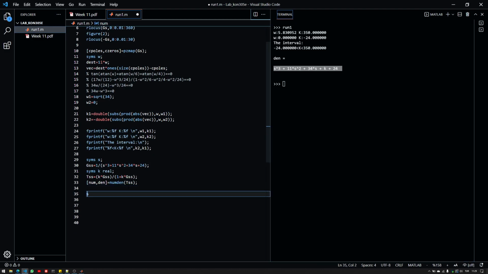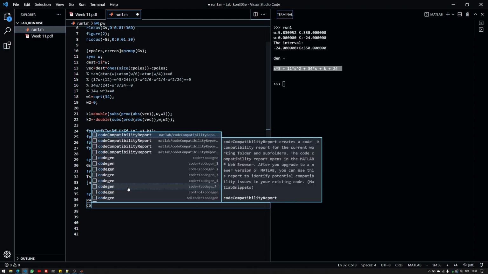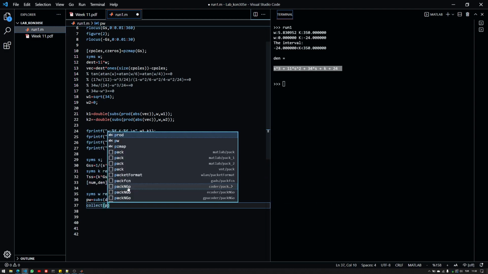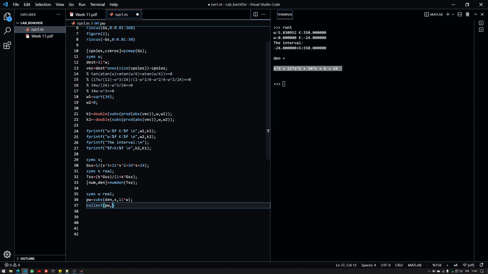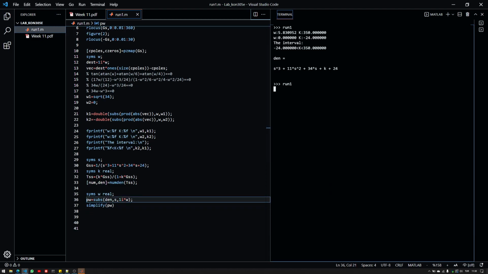So, therefore, you can go ahead and substitute s with 1i times omega in the denominator. Therefore, we need omega real here. So if we do this, let's say p(omega), and let's collect the s terms here. Yeah, we don't have any s terms. Maybe we should just simplify it. P(omega). Let's see what it results in.